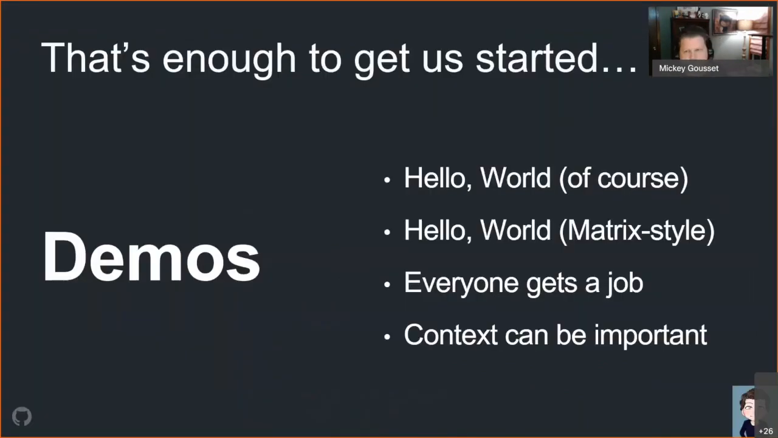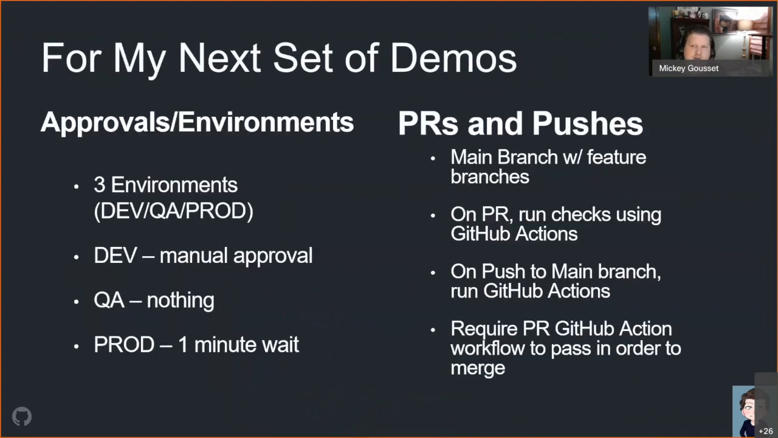All right, so we're in progress. Let's jump on to a set of demos, have a little bit more fun. So we've set the baseline for understanding how these workflows work in general. Now what I want to show you are approvals and environments. So we're going to define 3 environments, a dev environment, a QA environment, and a prod environment. In our dev environment, we're going to have a manual approval, a required reviewer. In our QA environment, we're not going to have anything. In our prod environment, we're going to have a 1-minute wait before it can deploy.